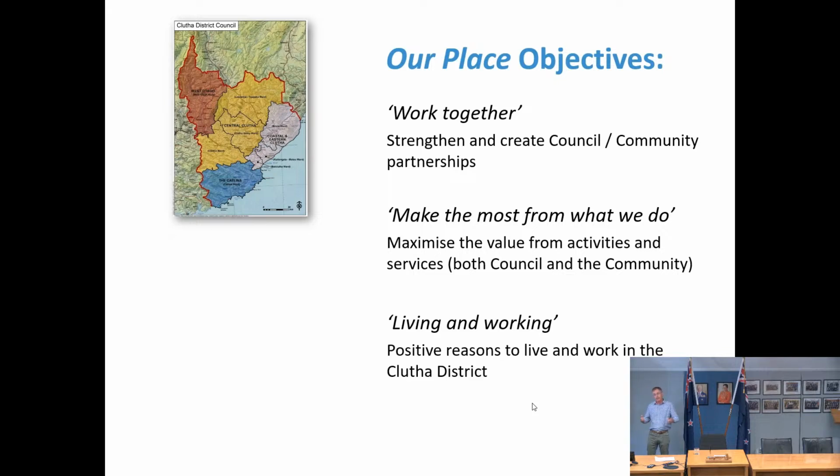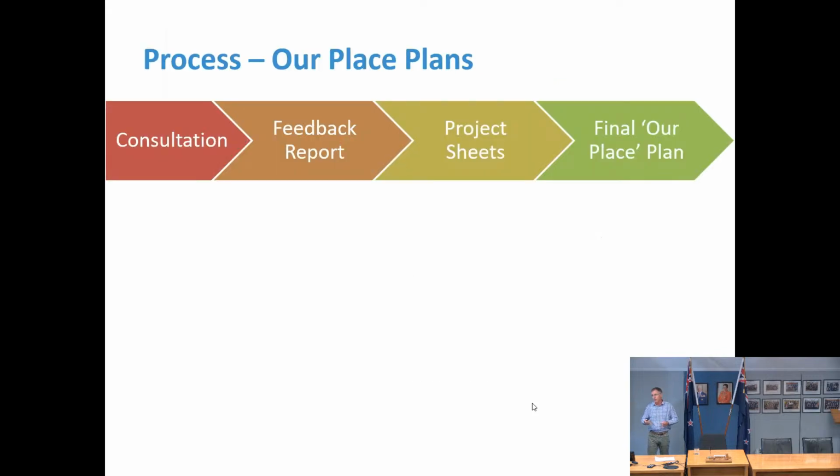And lastly, I guess, what are we trying to achieve here? It's about positive reasons that are going to encourage people to want to live and work in the Clutha district. So that's the point of these plans. What's the process? How do we actually get there? It is quite a lengthy process. There's 4 main stages up there.